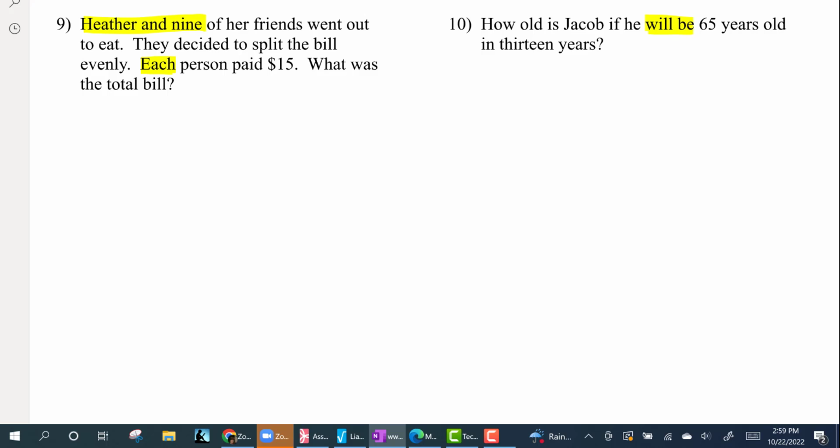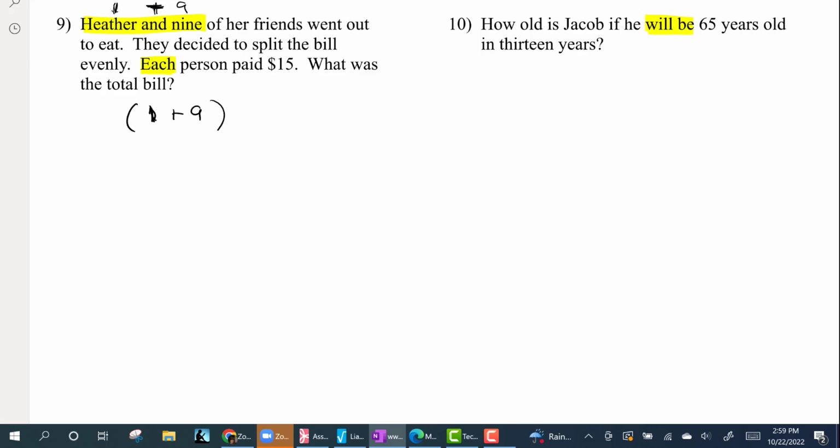So first thing is Heather, who's one person, and between two numbers means plus 9. So right away, I'm going to put 1 plus, and don't even change it to 10 yet. We're just writing down the setup. So 1 plus 9 is this first part. They went out to eat. They decide to split the bill evenly.